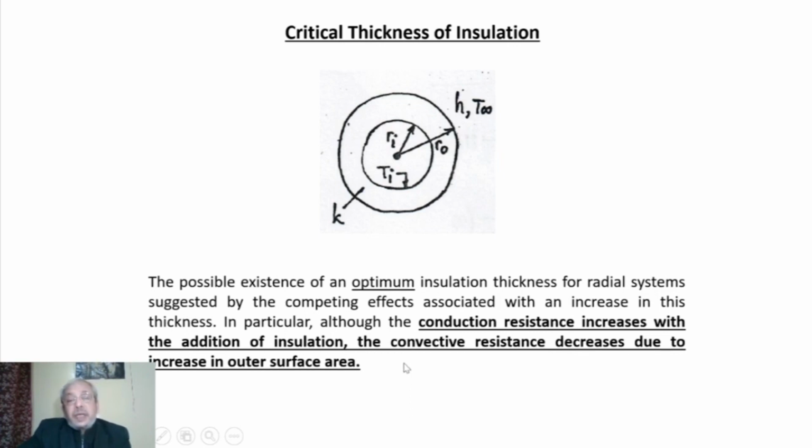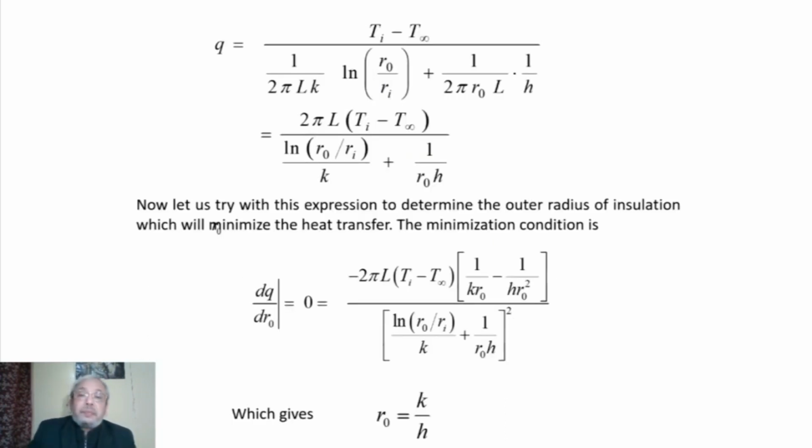So there is a possibility of optimization, because adding insulating material has one effect of increasing resistance, that means reducing heat transfer rate. Another effect is decreasing resistance, that means increasing heat transfer rate.